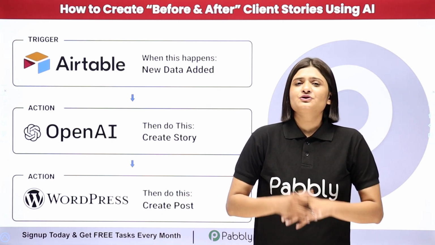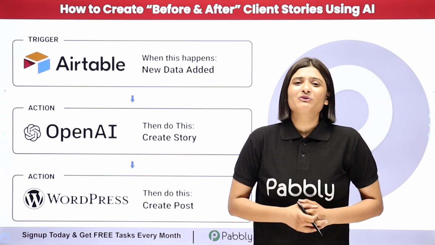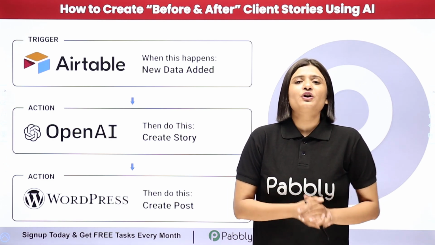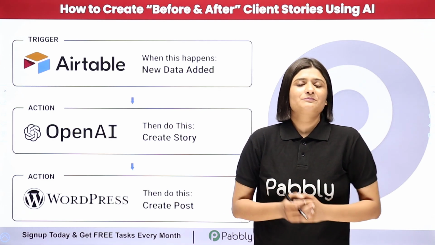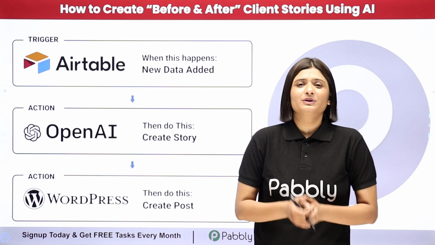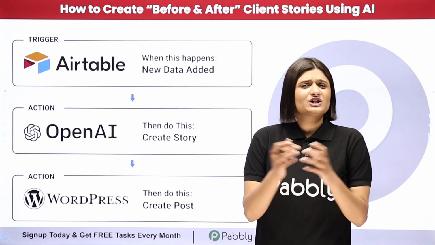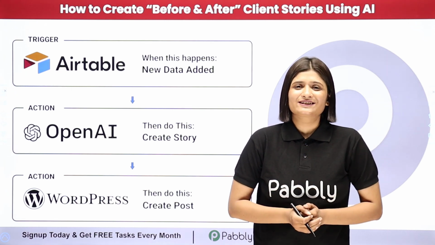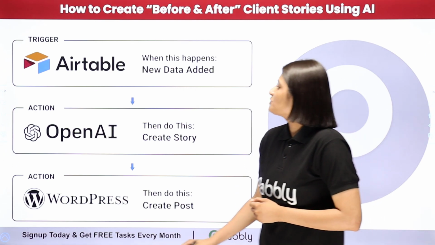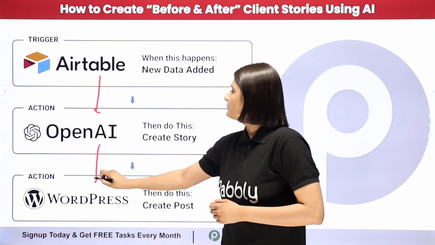Doing this manually will consume a lot of time, so I'm completely going to automate this process. And to do this automation, I'm going to use Pabbly Connect. So Pabbly Connect is an amazing automation and integration software which requires no coding or programming skills. Here I just need to build connection between Airtable, OpenAI and WordPress.